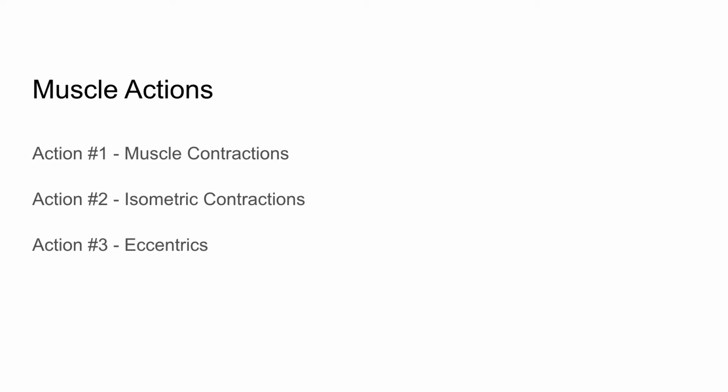Action number one is the muscle contraction, the shortening. Action number two is the isometric contraction, holding a given position. And action number three is the eccentric, the lowering or lengthening of the muscle. All three have been shown to generate hypertrophy by increasing mTOR.